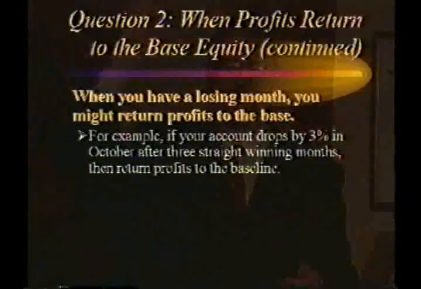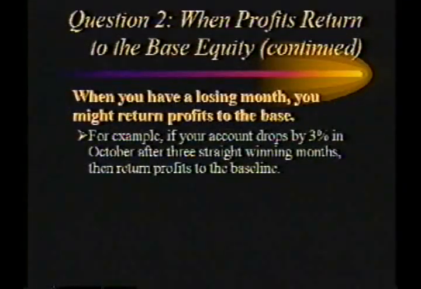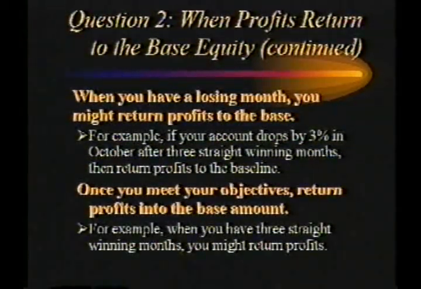The other way you might do it is, we're in a nice bull market. You have gain, gain, gain, gain, gain. Suddenly you have a losing month. You don't know if that's going to continue. So at that point, you suddenly return all the money into the base and you start at a new base level. So if your account drops, say in October, your account drops 3%, automatically all the money again becomes base equity. Or say you have some objectives. When you meet the objectives, you might return profits to the base equity. So that might be after 3 winning months, I return profits to the base.